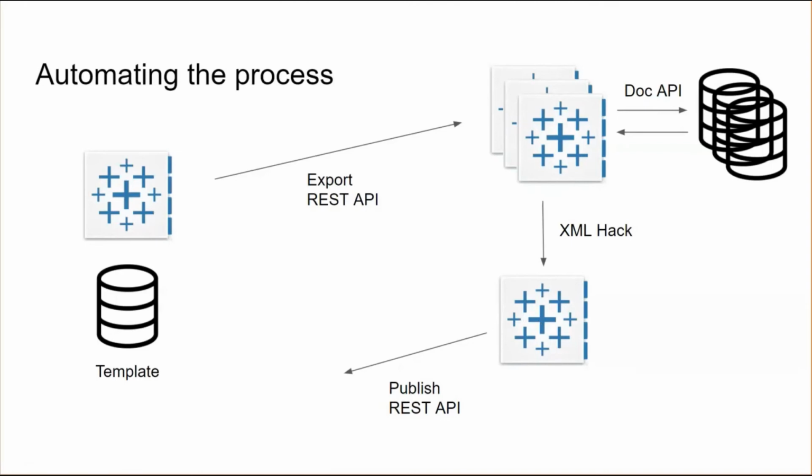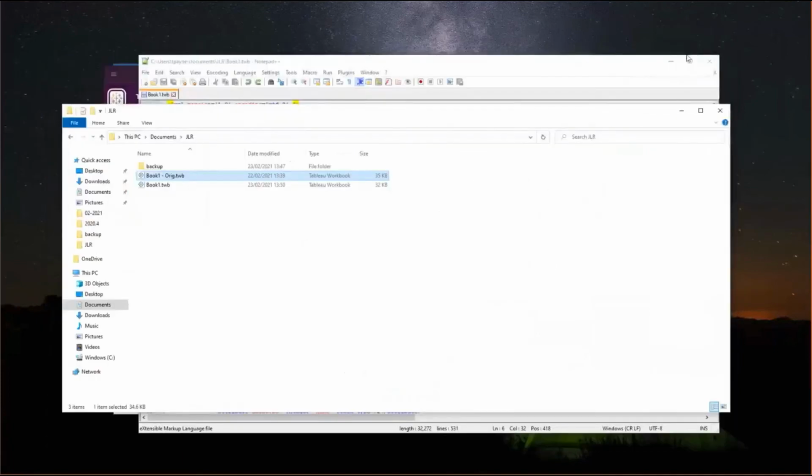So that's the automation process that goes on around doing this: create a template app, use the APIs to generate multiple versions of that, use the Document API to switch data sources, and then use the XML hacking technique, shall we say, to modify that workbook. And I'm just going to show you an example of what I mean here, with a very, very simple workbook that I've got.